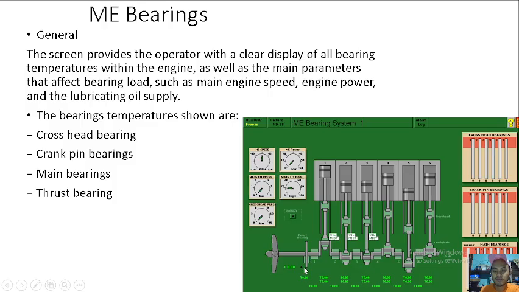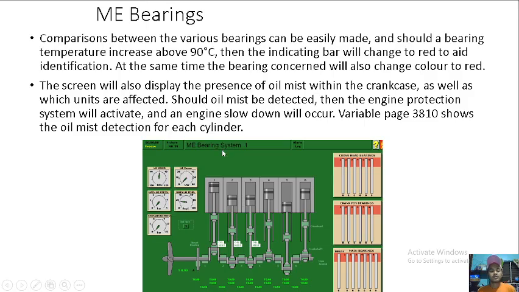So we have here a temperature for thrust bearing, and we have here a pressure. So comparison between the various bearings can be easily made, and should a bearing temperature increase above 90 degrees, then the indicating bar will change to red to aid identification. At the same time, the bearing concerned will also change color to red. The screen will also display the presence of oil mist within the crankcase, as well as which units are affected. Should oil mist be detected, then the engine protection system will activate and engine slowdown will occur.